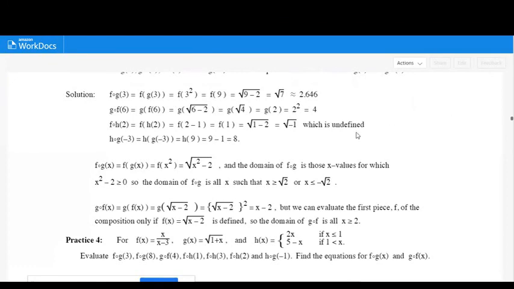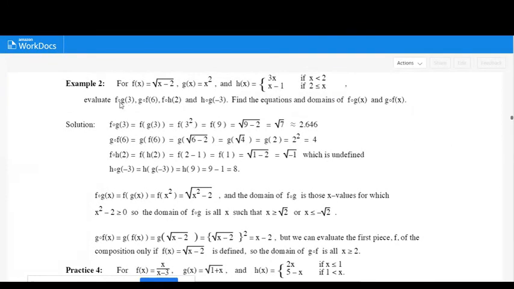So first daw natin na isolve is itong si f of g of 3. So solve first for g of 3. So here for g of 3, the value of our g of x is x squared. So our x is 3. So 3 squared, that becomes 9. Okay, next is solve for f of 9. So f, yung equation niya is square root of x minus 2. Yung x natin dito is 9. So 9 minus 2, that is 7. So our answer is square root of 7, which is approximately 2.646.